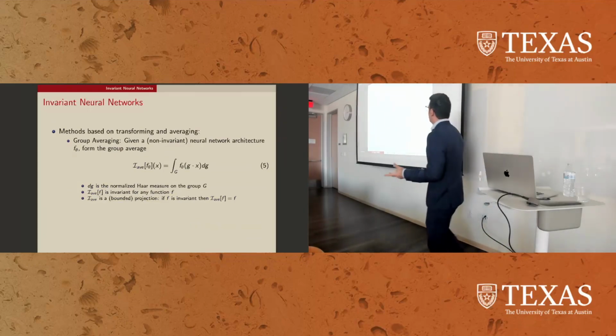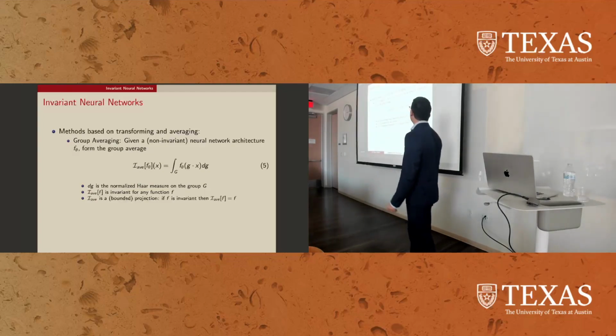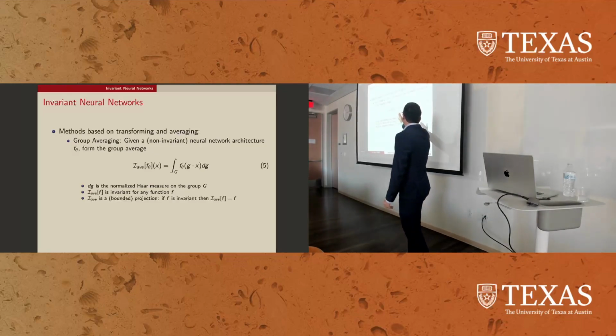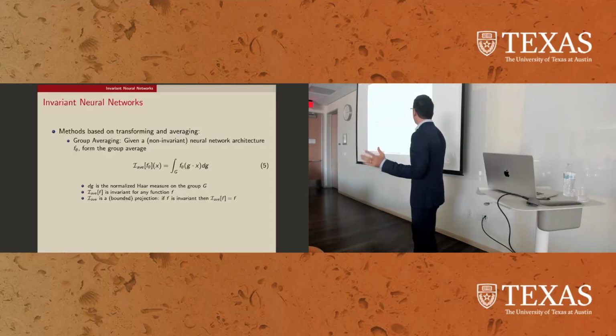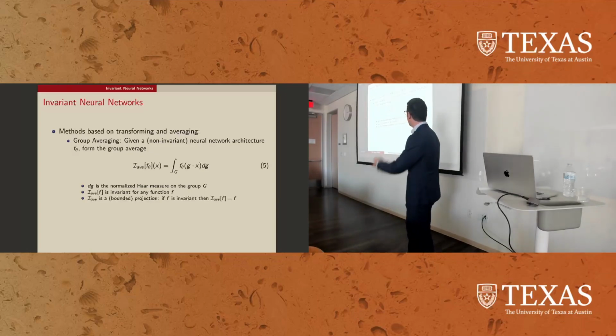And that is methods based on transforming the input and averaging. The simplest example of this is what is called group averaging. This is also something very standard in group theory, right? Given a non-invariant neural network architecture, so some f theta, which represents some set of functions that are not necessarily invariant, you can make the function invariant by saying, well, I'm going to just average, given a specific input x, over all transformations applied to x, right? So this will, of course, give you an invariant function, and it's also a projection, right?